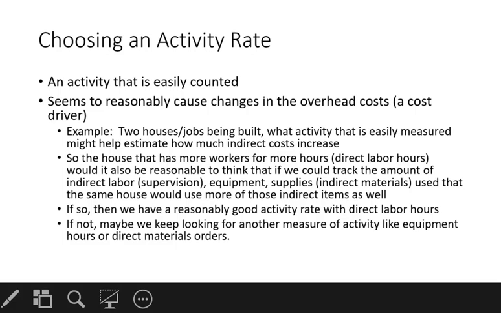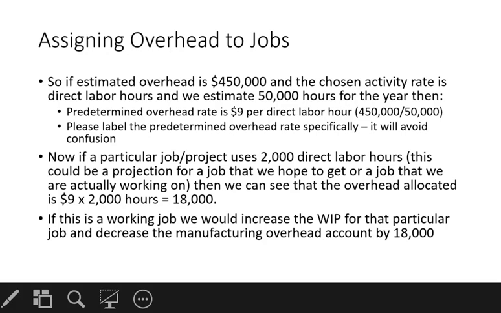But if it doesn't work, the idea that you'll have a perfect activity rate is not true. You're going to find something that's reasonably good, that makes sense, not one that's perfect by any stretch, okay? Otherwise, you get frozen and you can't make a decision because you're trying to find the perfect answer. So we need to assign that overhead to job.